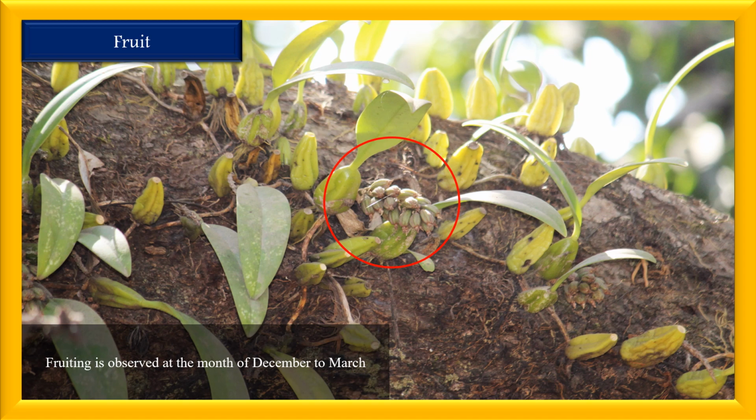You can also see the pseudobulbs, bulb-like structures that are 2 to 30 cm apart from each other, ovoid or conic, and 3 to 4 cm in length. You can also see the roots are stout and arise from the base of the pseudobulbs.